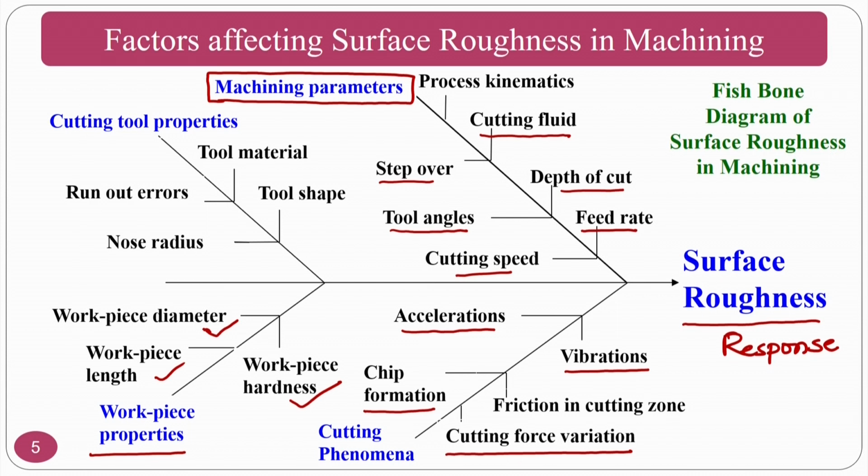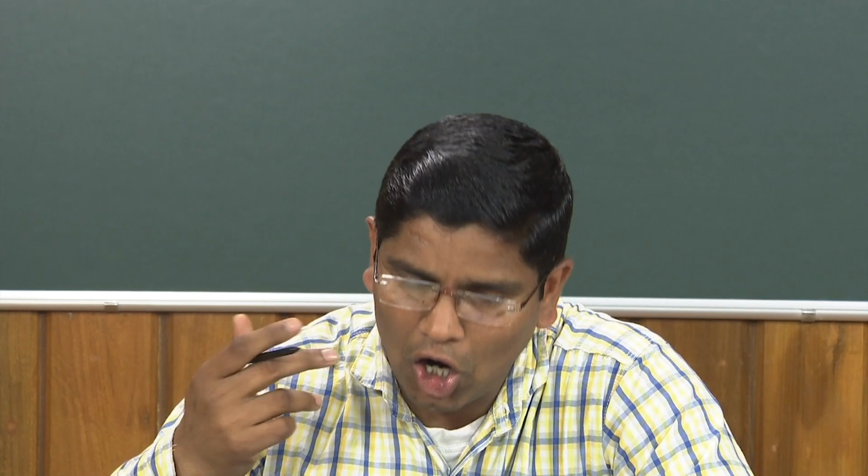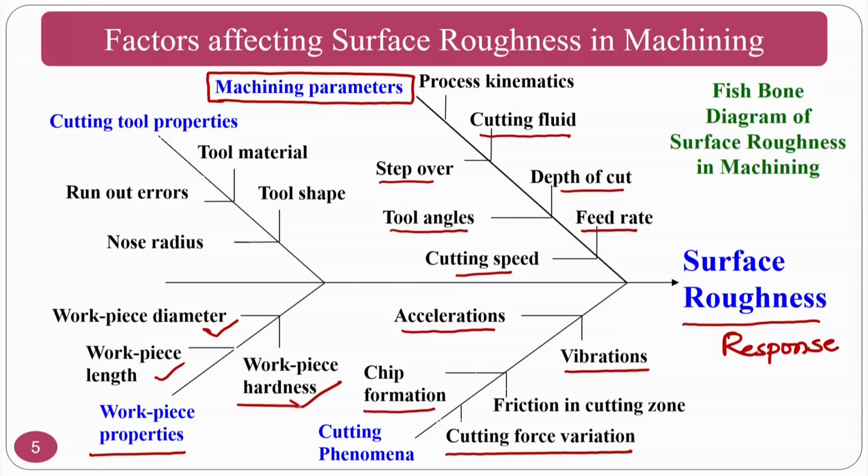So, workpiece hardness: if hardness goes up, I will take some glimpse of advanced machining processes where I will talk about hard machining. Hard machining means you are working with a much harder workpiece material. So, that is one of the studies that can take place here.